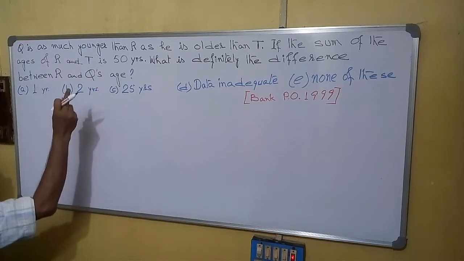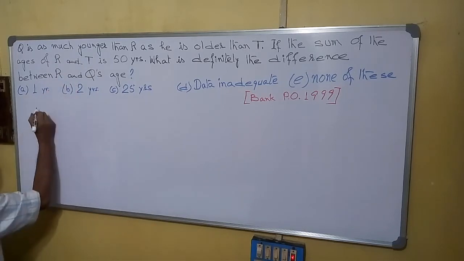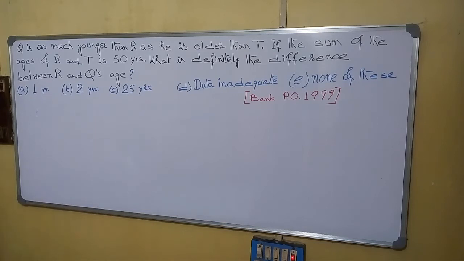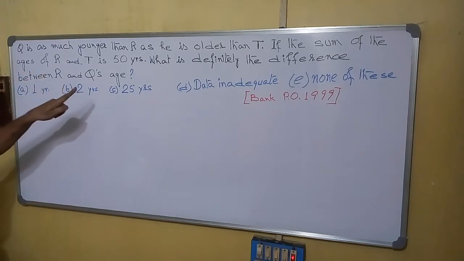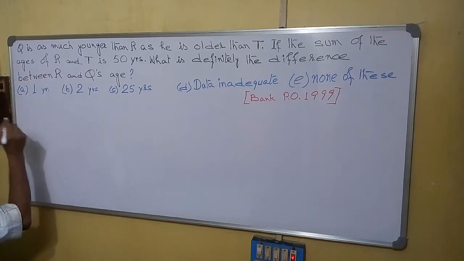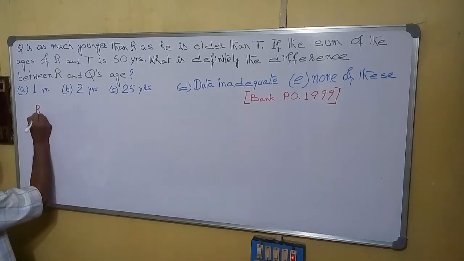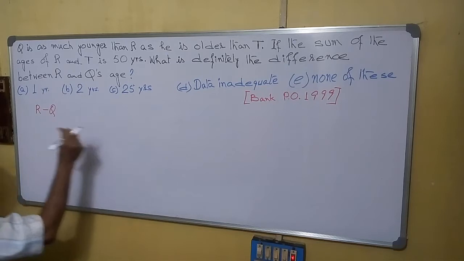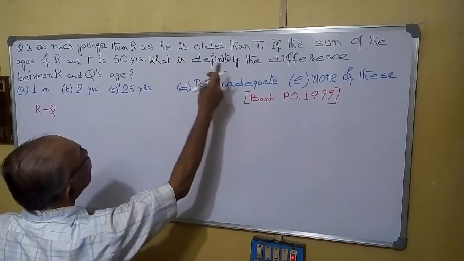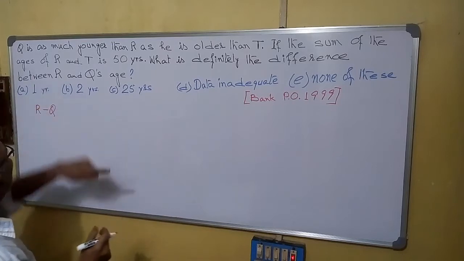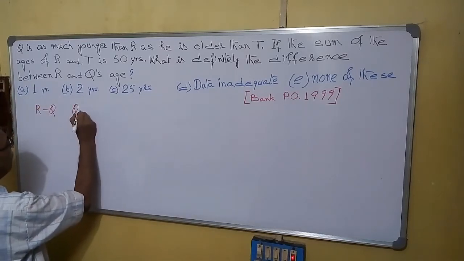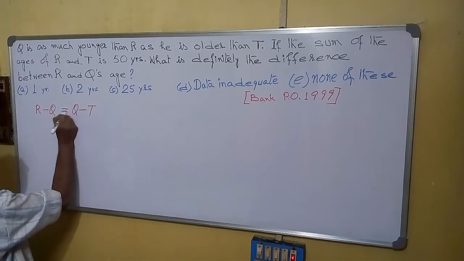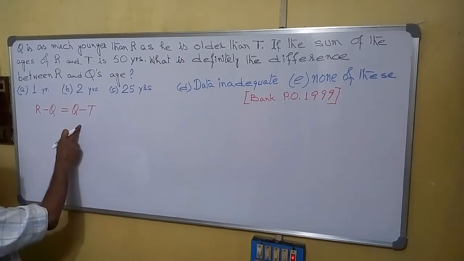Q is as much younger than R. That means R is older than Q. So we can say R minus Q is the difference of their age. As he is older than T, so Q is older than T. Q minus T, and these two are equal, as he is. So these two are equal.